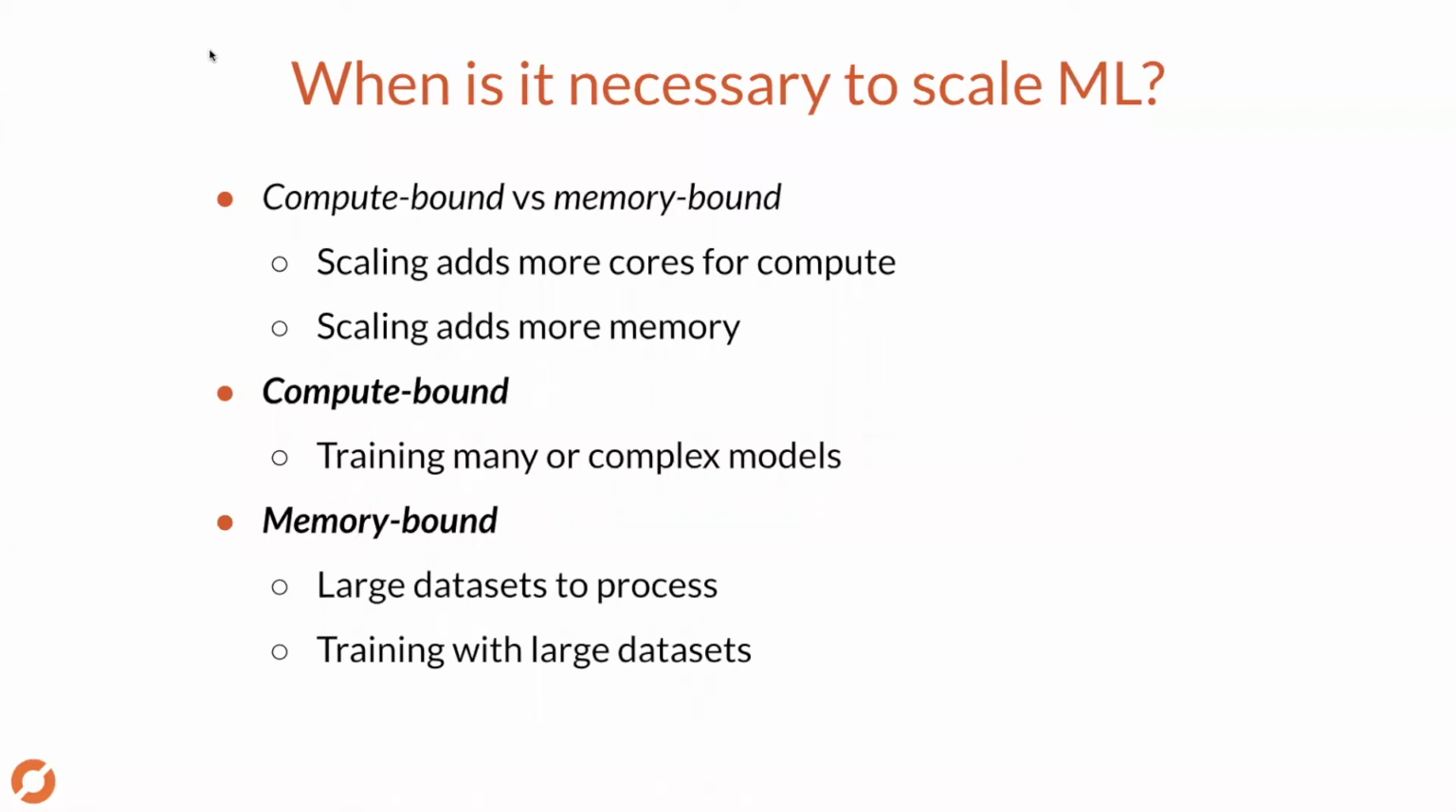On the compute bound side, you just need more CPU cores to do work. So if you're training a random forest, or if you're doing a grid search, training many models, training complex models, your data might be fairly small, but you're going to need a lot of computations to happen. And that's where scaling is helpful, because you add more cores to spread out the work, and then it finishes faster. On the memory bound side is when you have really large data sets.